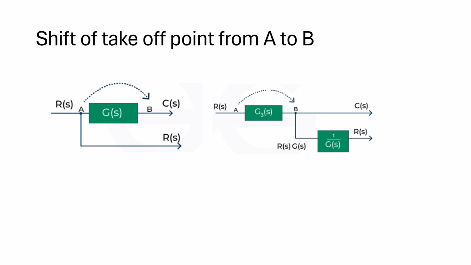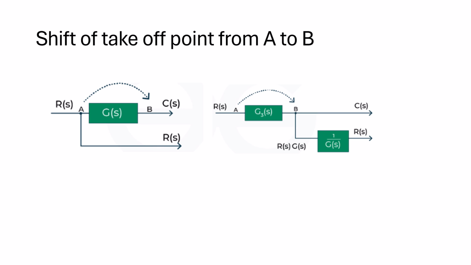Now if you take this point at B, what will happen? The signal at B is GS. Now our RS is a unity signal. So the signal which is available at B is GS, but the signal RS should be unity. So to make it unity, we have to multiply it with 1 by GS. Now, here the signal is GS, that is getting multiplied by 1 by GS, resulting in RS as unity.